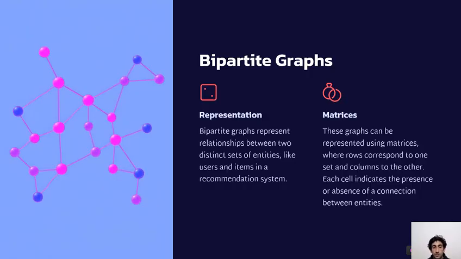Bipartite graphs, representation and matrices. Bipartite graphs represent relationships between two distinct sets of entities, like users and items in a recommendation system. Matrices: these graphs can be represented using matrices where rows correspond to one set and columns to the other. Each cell indicates the presence or absence of a connection between entities.